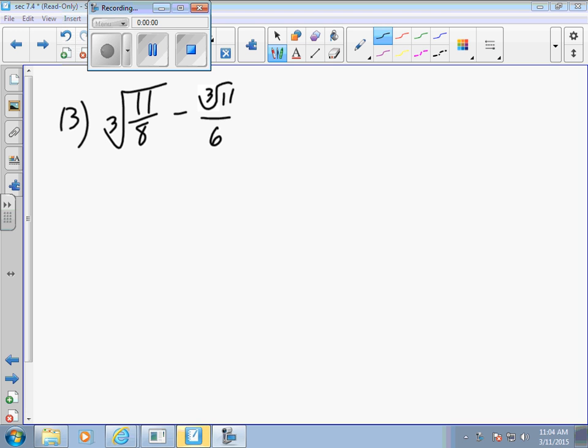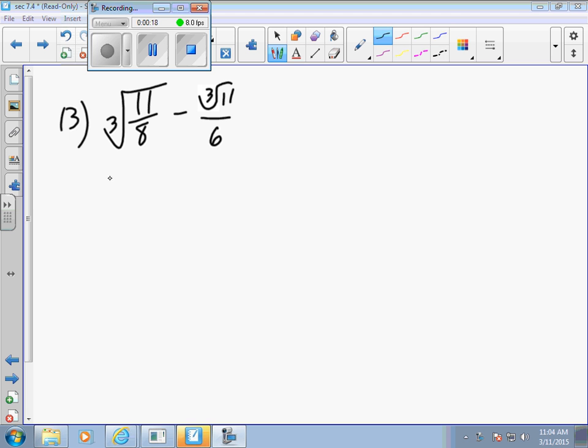Good day and welcome to section 7.4, day 2. We're going to look at some problems from the assignment, 13 through 27 all. First one, number 13, we're going to simplify if we can.